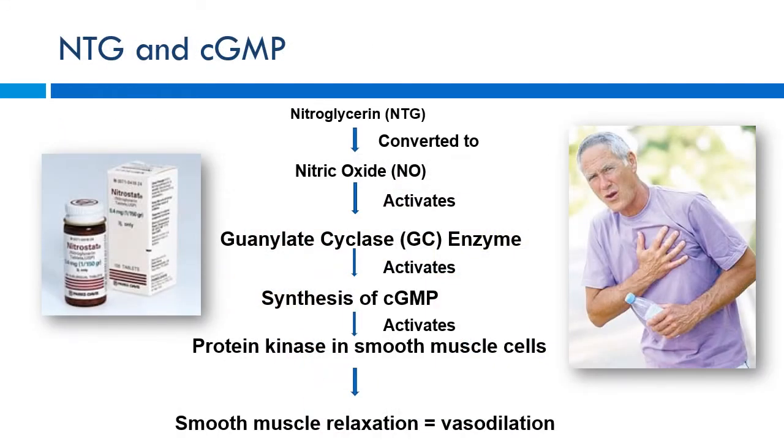So the prototypical drug you think of as affecting cyclic GMP is going to be nitroglycerin, right? So basically, imagine when does someone take nitroglycerin? Chest pain, right? What is chest pain?